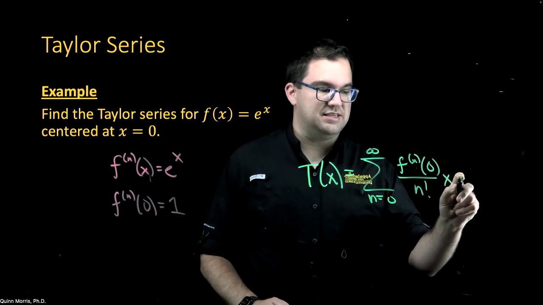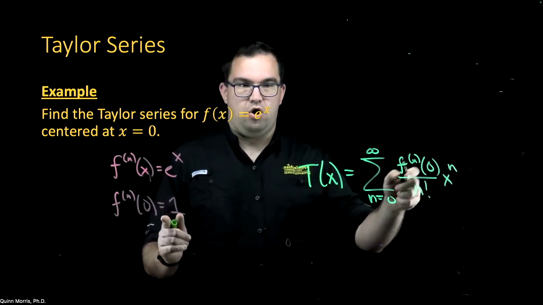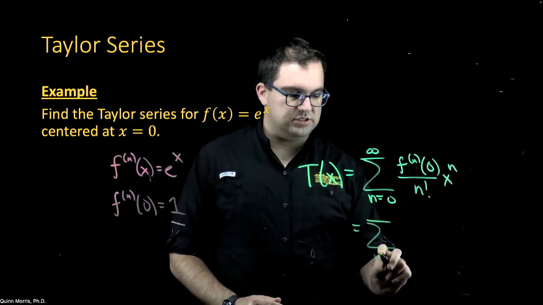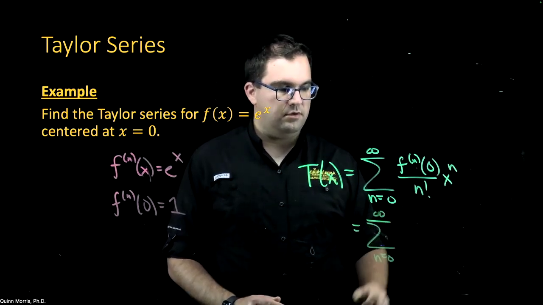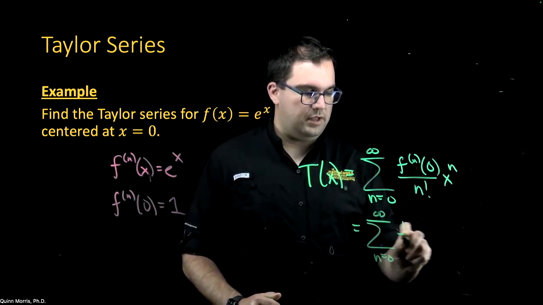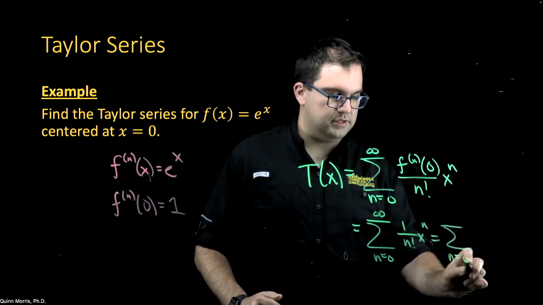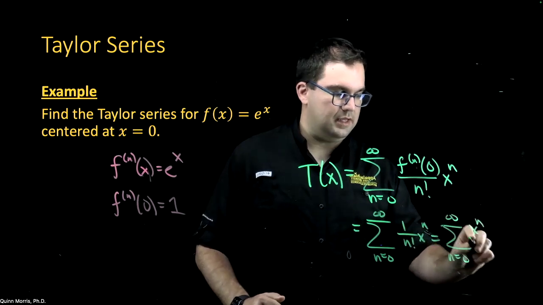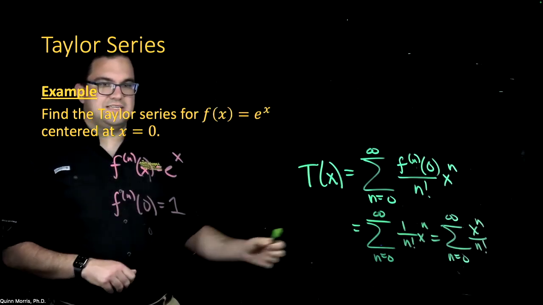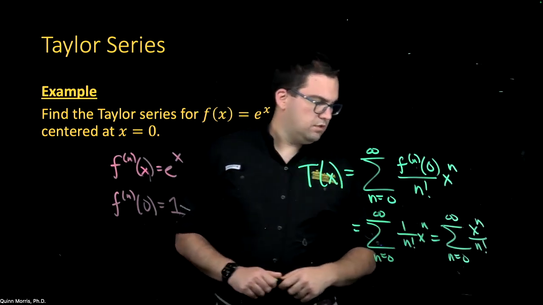So it'll be x minus 0, or just x to the n. But now I know all the derivatives at 0 are 1. So the sum is just the sum from n equals 0 to infinity of 1 over n factorial times x to the n, or the sum from n equals 0 to infinity of x to the n over n factorial. Okay. So this is a Taylor series for e to the x.